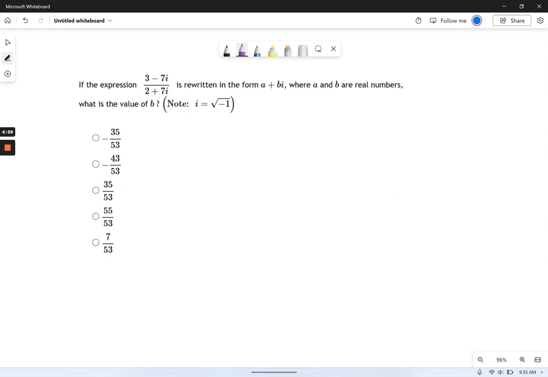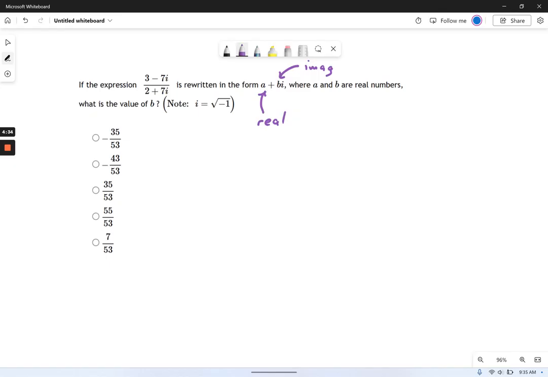So the way to approach this problem is to recognize that we have a complex number here. And worse than that, it's a complex fraction. And we have to rewrite it in this form, which is called standard form for complex numbers. It's a plus bi. What we have here, if we want to break this down a little bit, this a is the real part, and this, b, is the imaginary part.